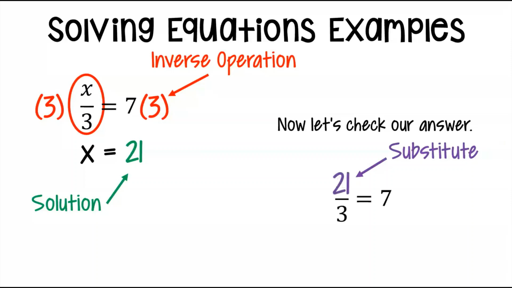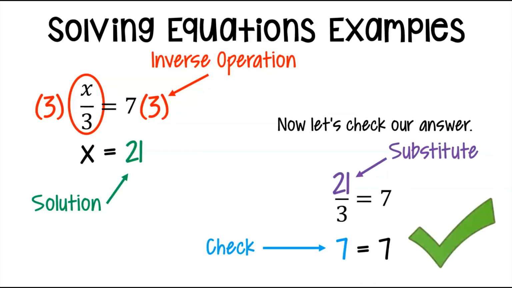Then we do the math, and 21 divided by 3 is 7. Since we get 7 on both sides, we know we've gotten it correct. I want to point out here that every time you solve an equation, we'll be looking for the inverse operation step, the solution, the substitution, and your final check.